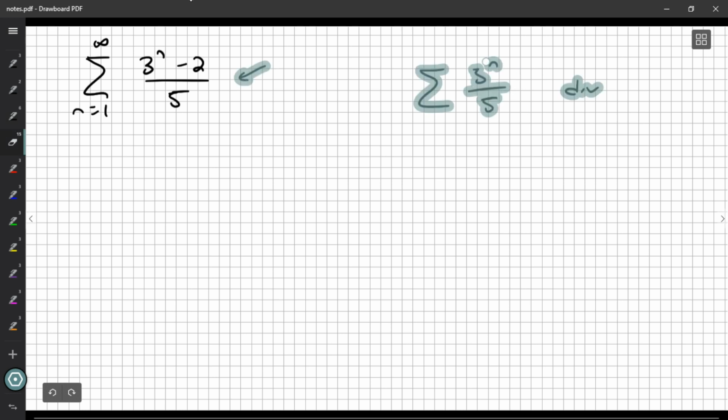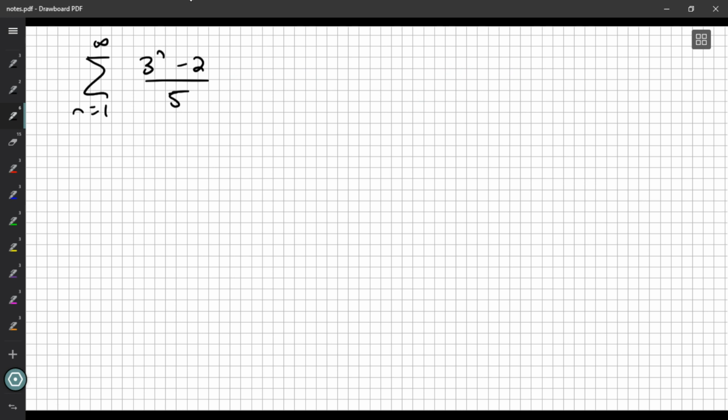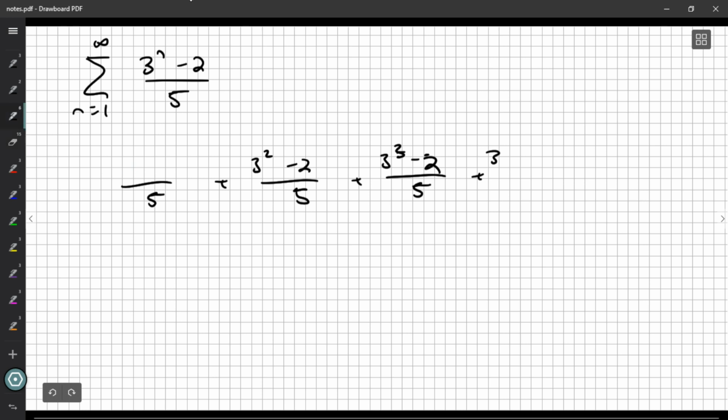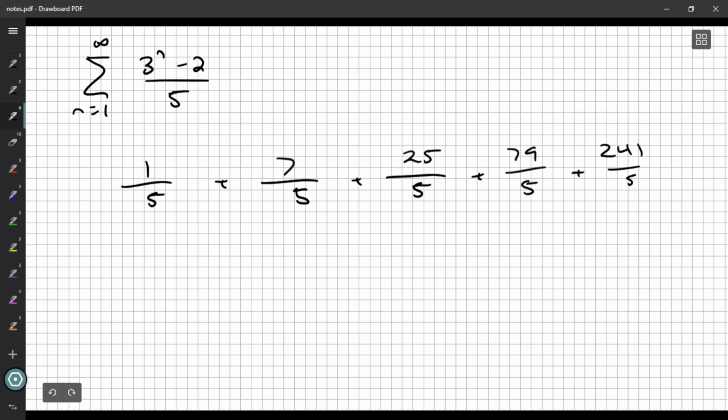But another approach is to just try and get a handle on this particular series. What's happening? Well, we're adding up 3 to the 1 minus 2 over 5, plus 3 to the 2 minus 2 over 5, plus 3 to the 3 minus 2 over 5. And so what's happening? Well, 3 to the 1 minus 2 is 1, and we get 9 minus 2 is 7. 27 minus 2 is 25, so that one will actually just solve itself to be 5. 81 minus 2, 79. 241. Everything here, it looks like it's getting bigger and bigger.